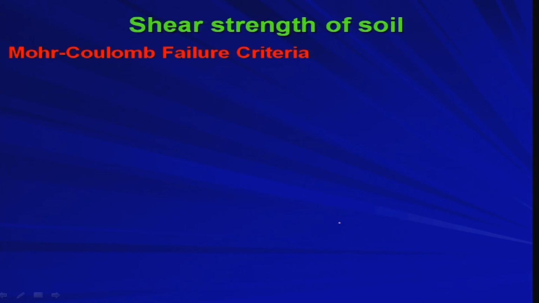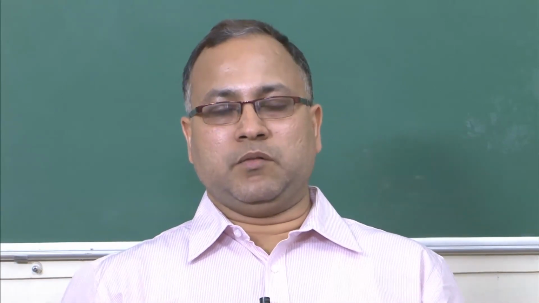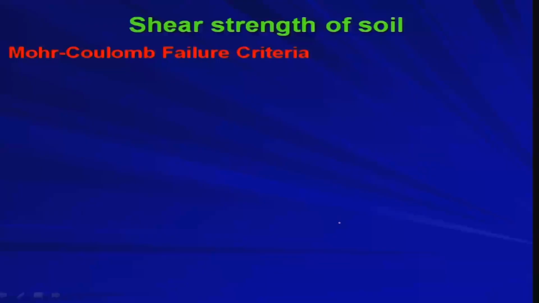First, we should understand the Mohr-Coulomb failure criteria. I hope you are quite familiar with the different failure criteria from your mechanics course, like the von Mises failure criteria, Tresca failure criteria, Drucker-Prager failure criteria, and similarly Mohr-Coulomb failure criteria. So what is the Mohr-Coulomb failure criteria? Let us talk about that, and once we establish it, based on that we will try to establish the relation of shear strength and shear stress.